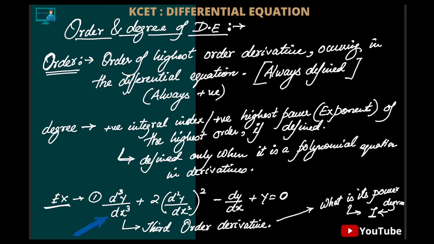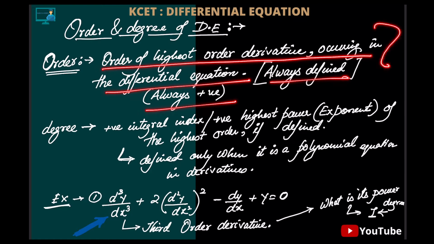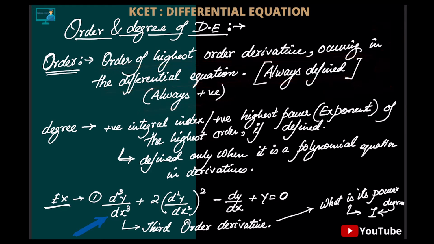Finding out the order and degree is very helpful for your PU syllabus also. Now let's see in the simplest manner. What is order? Order of the highest order derivative occurring in the differential equation. It is always defined, always positive. Now, what do you mean by this, sir? We didn't get anything.